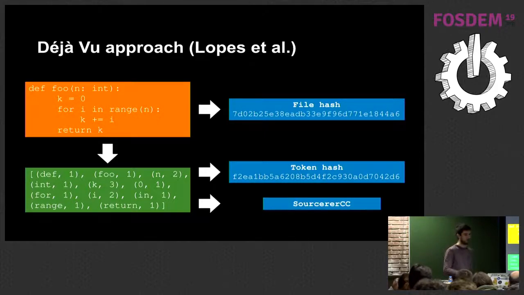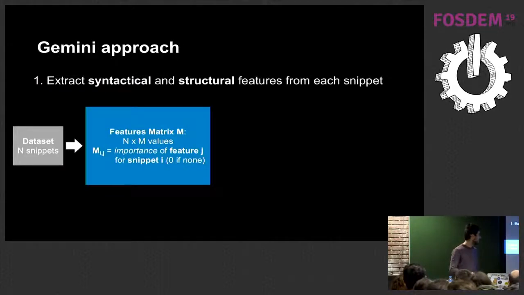So I'm first going to outline the main steps we do when applying this algorithm, and then I'll get more into exactly what we do and how we do it and why it works. So Gemini has 4 steps. The first step is that out of the dataset we are going to extract a certain amount of features which are going to be syntactical as well as structural. I'll get more into depth into what kind of features we use and why we use them.